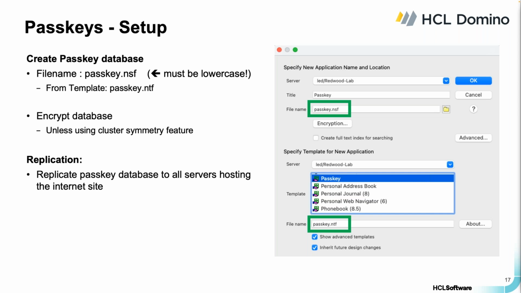So first thing to do is you create a new database, the passkey database. There's a small note here. This file name must be all in lowercase. The template, as usual, is provided with the Domino server. You can encrypt the database, unless you're using cluster symmetry. And if you have the internet site being hosted by more than one server, you need to replicate the passkey database to all the servers hosting that internet site.